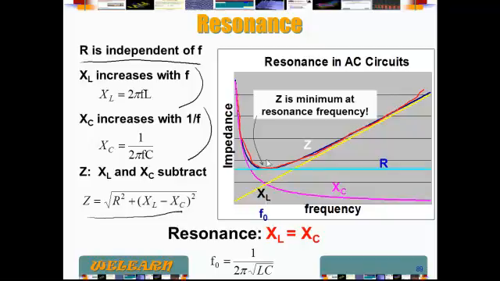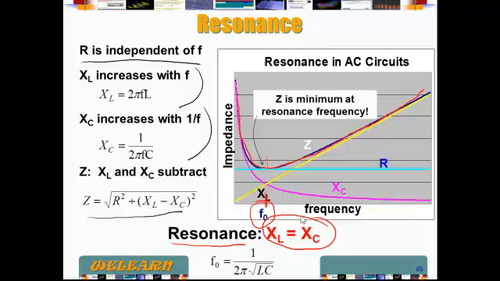Now you notice for a particular value the impedance is at a minimum. That frequency for which we have a minimum in the impedance, we call it the resonant frequency, the resonance frequency. In that particular case, XL is equal to XC.